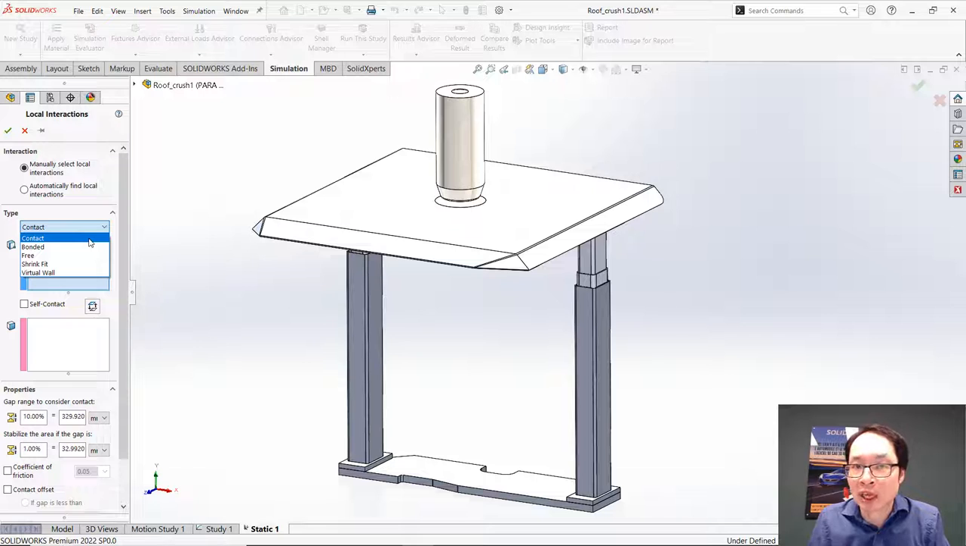So now we are using the correct terminology to describe these behaviors. We also have two advanced interactions. We have the insulated interaction and the thermal resistance interaction, both available in a thermal analysis.